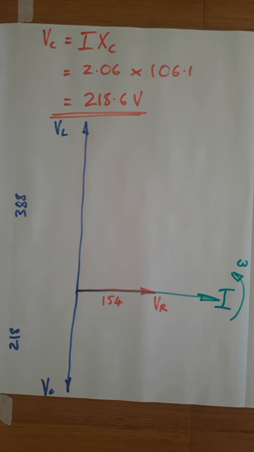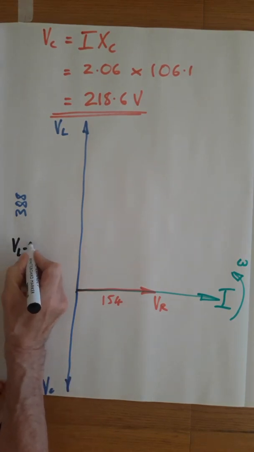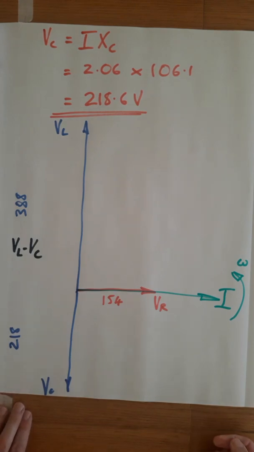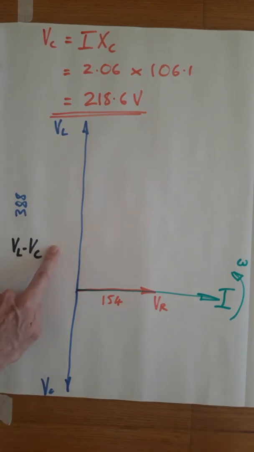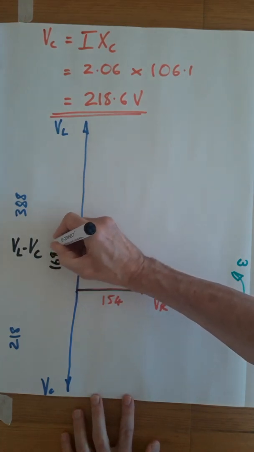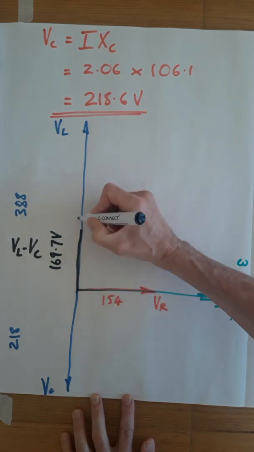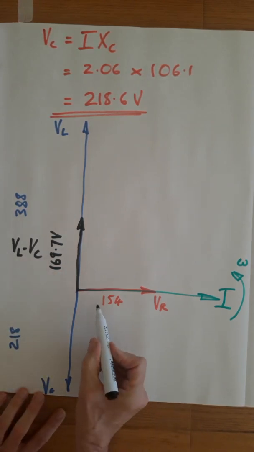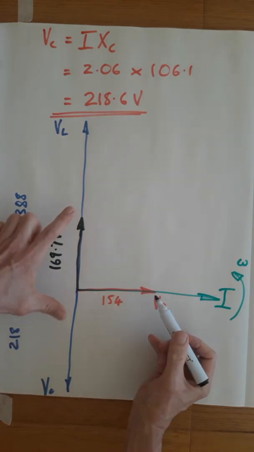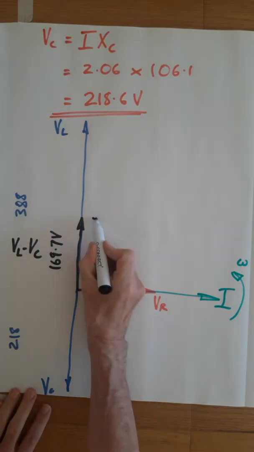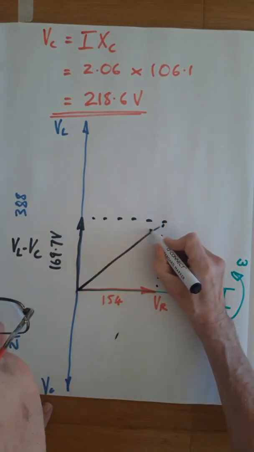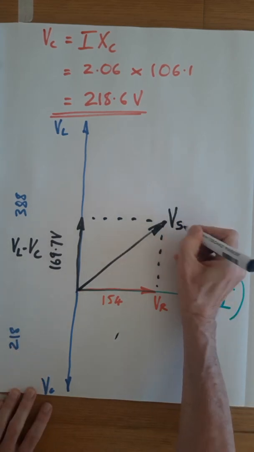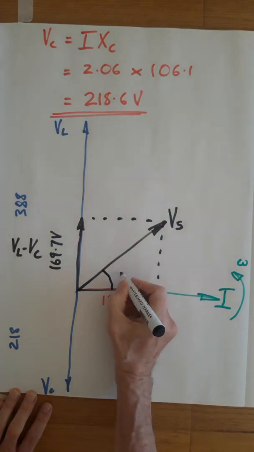So your final step to finish this diagram off, we subtract the smaller one from the bigger one. So we're going to do VL minus VC. Put the numbers in your calculator, 388.3 minus 218.6. It's going to give us here 169.7. So that's going to be something like that. So this is VL minus VC. We now have the resistor voltage, which hasn't changed. The reactive voltages have reduced to the black one, and if we do that, then we can find the supply voltage. This is your phase angle phi.